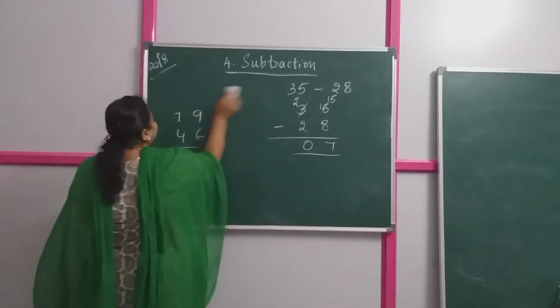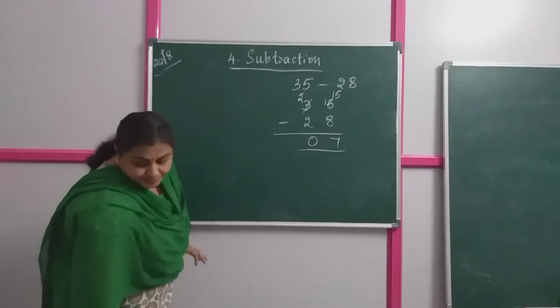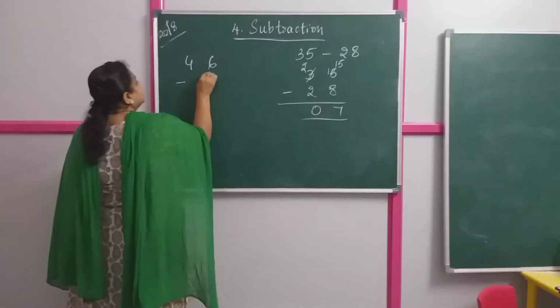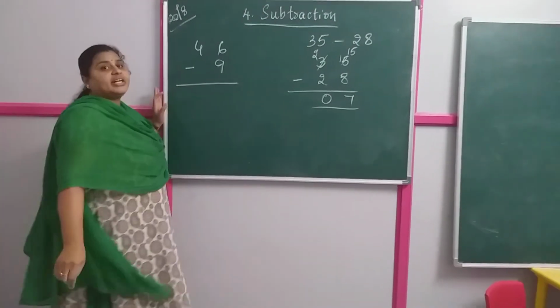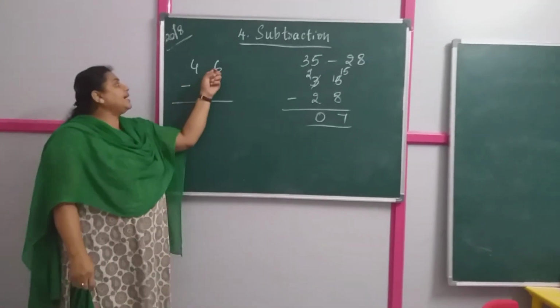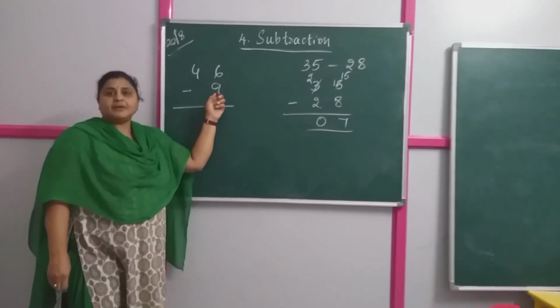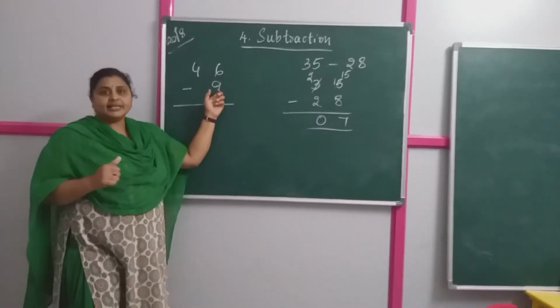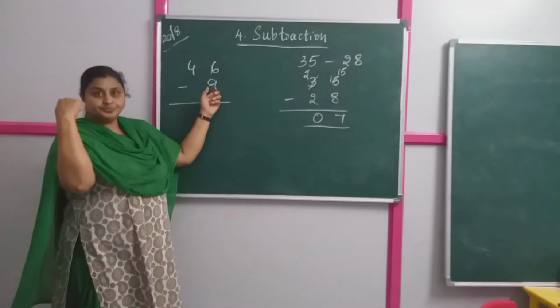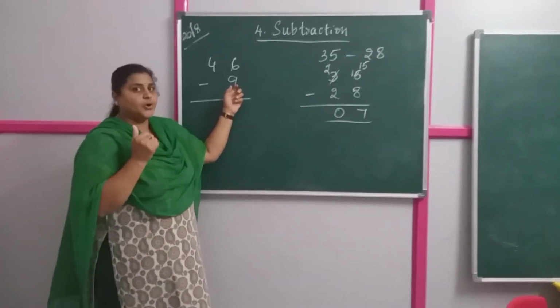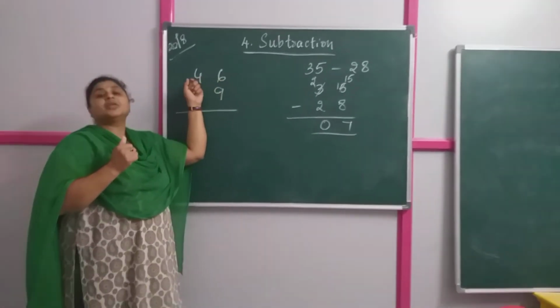One more example, let us see. I have 46 minus 9. 46 minus 9. Again 6 is smaller than 9. I cannot take out 9 from 6. Am I right? So what I need to do? I have to take a borrow. From where? Is it from my home? No. I am taking borrow from 4.